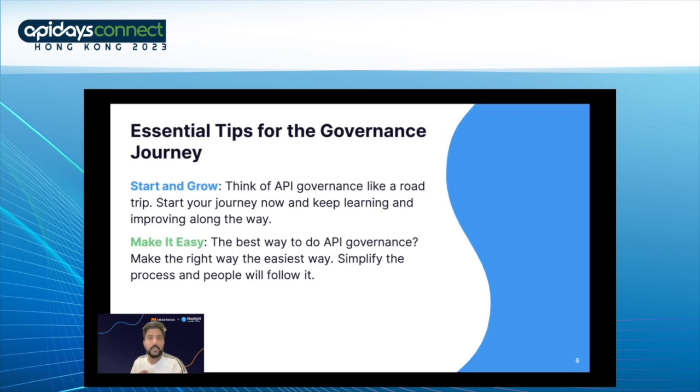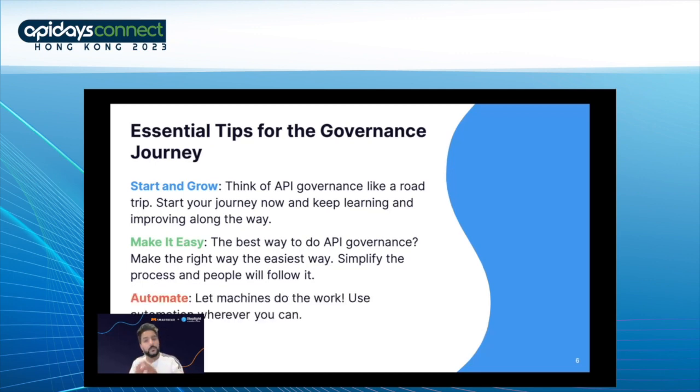API governance shouldn't be something that is enforced on people. It's more about making the right thing easy to do. So instead of creating a set of guidelines that not a lot of people would follow, make them part of the process, make the people part of the process itself, and automate wherever you can. And that's the next step.